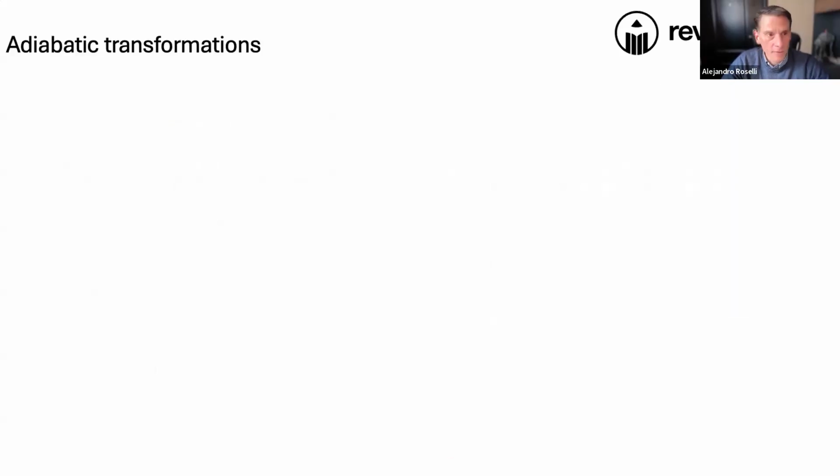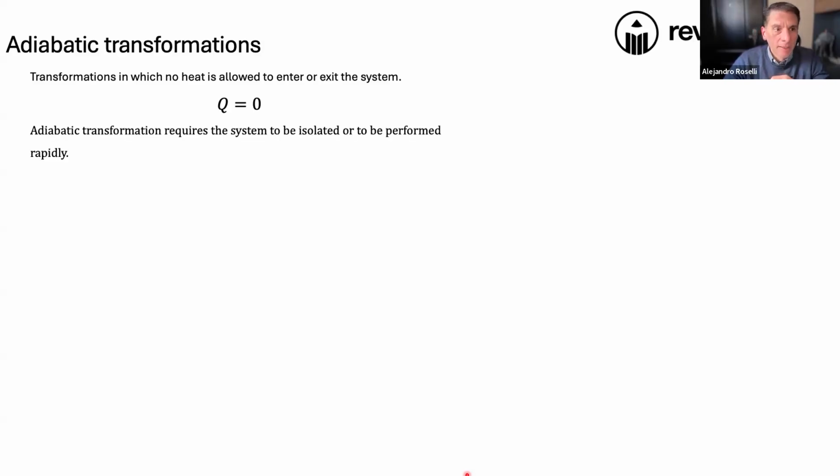So final transformations, that's the last one, and there we will start wrapping things up. Adiabatic transformations, okay, our final stop. Transformations in which no heat is allowed to enter or exit the system. Of course, that means that Q is 0. No heat goes in or out. An adiabatic transformation requires the system to be either isolated with an insulator so that no heat flows in or out, or to be performed rapidly, in a short amount of time, so fast that heat just doesn't have enough time to go inside or outside. Two ways in which adiabatic transformations can be performed.